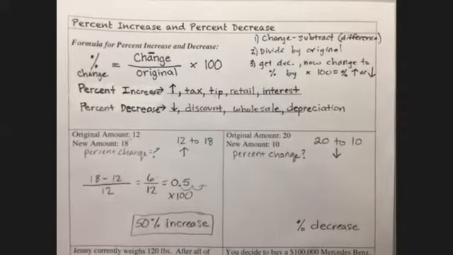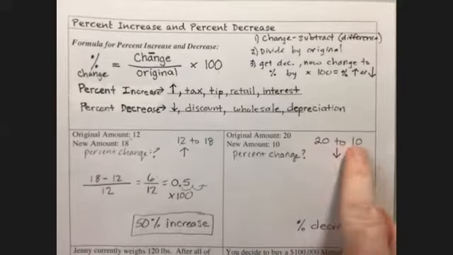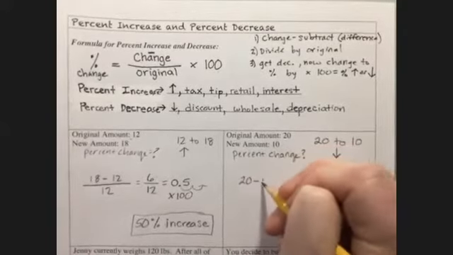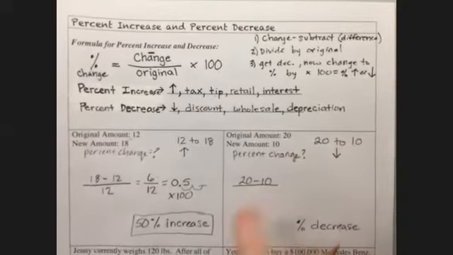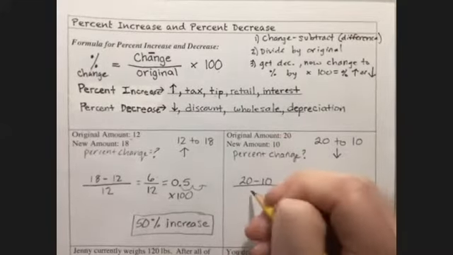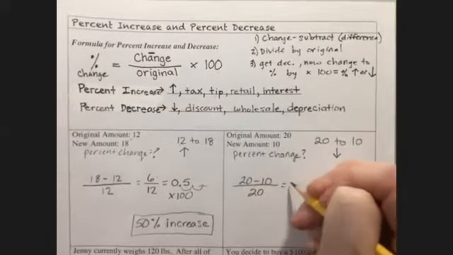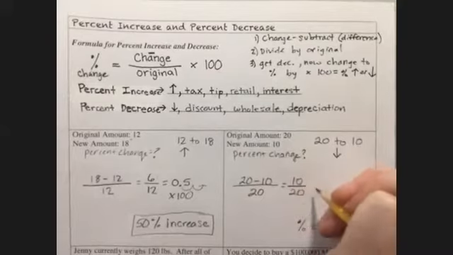So I use the formula. The first step says to subtract the 2 to find out what the change is. So that's 20 minus 10. And you should write this down, even though I know you can do it in your head, but the whole point is to memorize the formula. So 20 minus 10, and then the original, which is actually the 20, goes on the bottom. When you do 20 minus 10, that gets you 10 over 20.